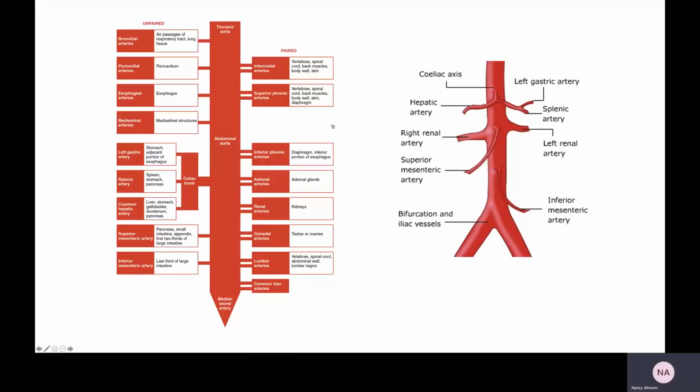This shows you the list of arteries and gives you a diagram of where they come off the aorta. And again, don't panic. Just take a look at them and start to look for the patterns and look at the names, and you can pretty much tell what they are going to supply.